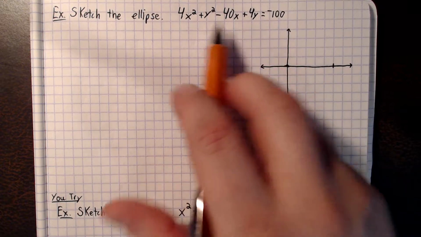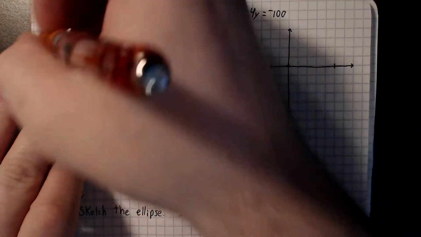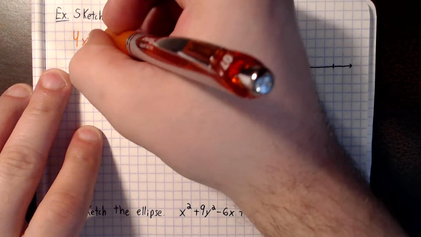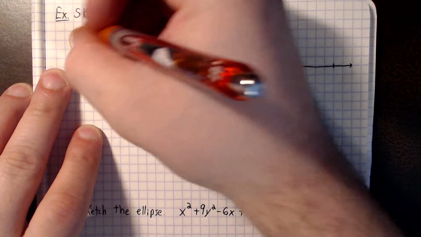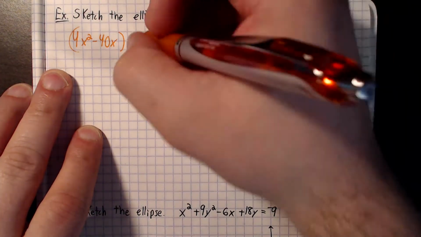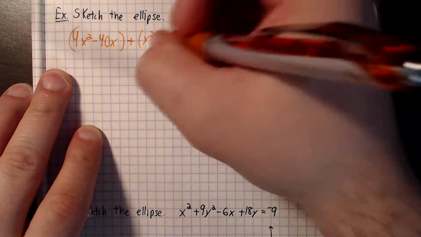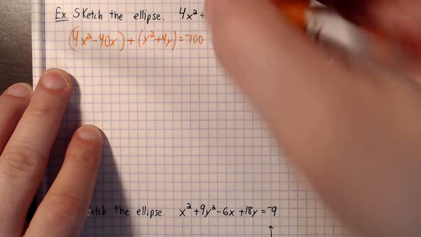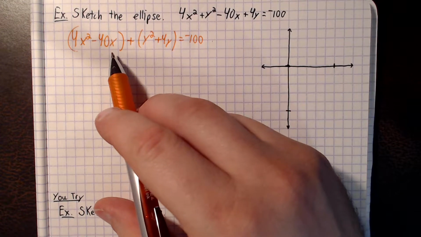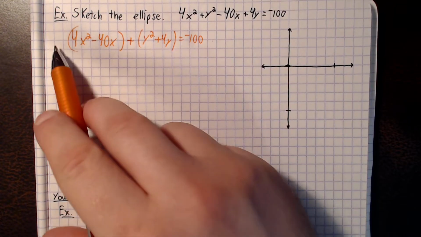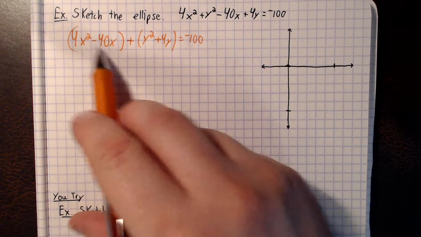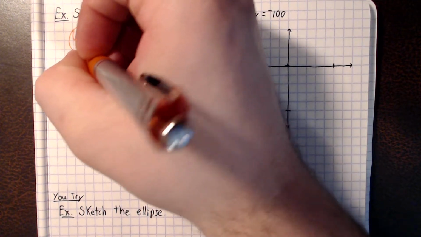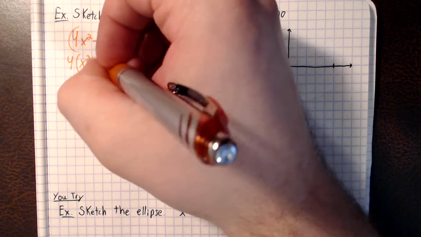We want to group our x's together, group our y's together. So we want 4x squared minus 40x. We'll group that up. Plus y squared plus 4y equal to negative 100. I already said it. We got to do completing the square. But before we do that, I'm going to factor out a 4 because I can't do it on something with an a term on x. So we got to factor. That 4 comes out. That would give us minus 10x.